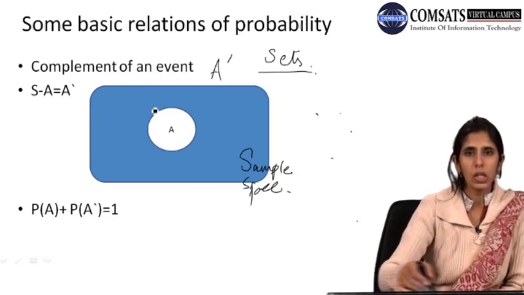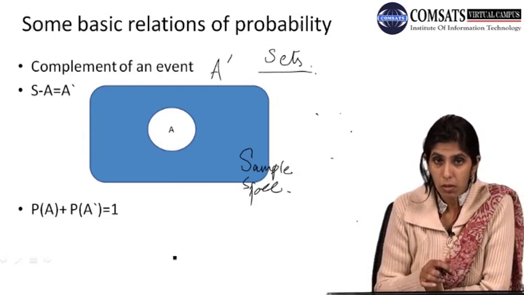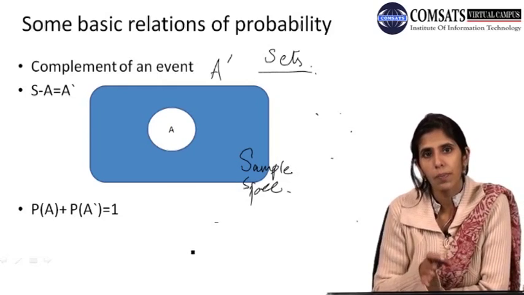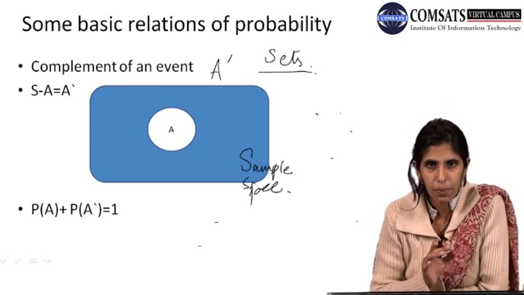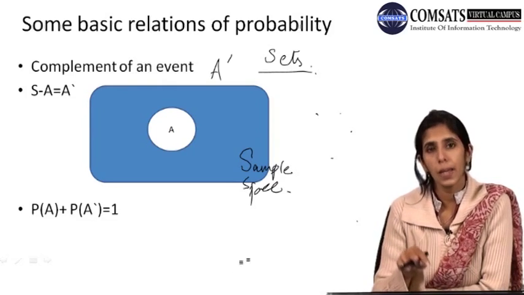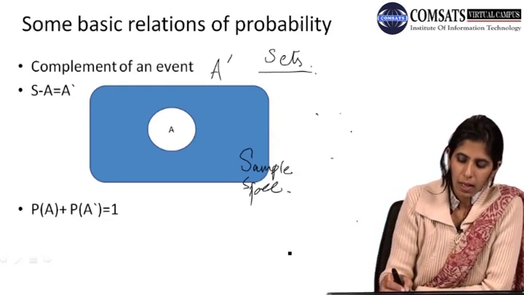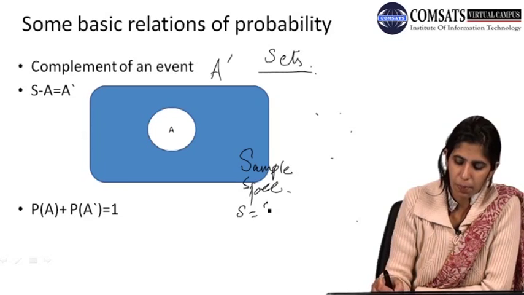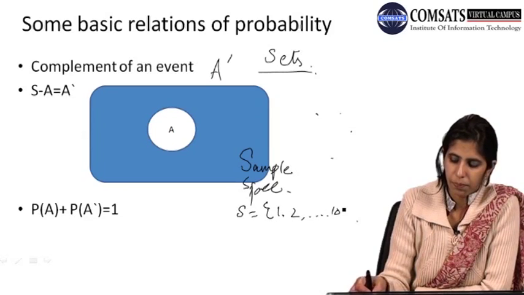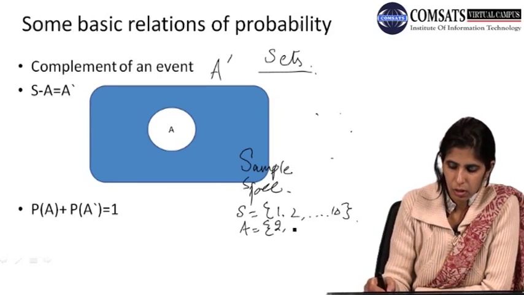The sample space includes all the elements, right? And A includes a few elements from the sample space, but from a similar range. So all those numbers which are present in the sample space and also in A. That is something which describes the complement of A. For example, if S contains the numbers 1 to 10, and A contains all the even numbers that exist in the range up to 10, 2, 4, 6, 8 and 10.